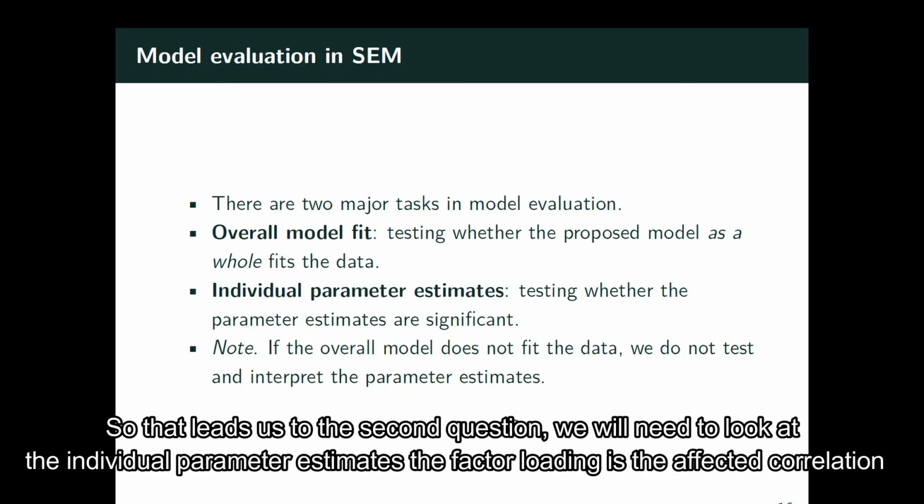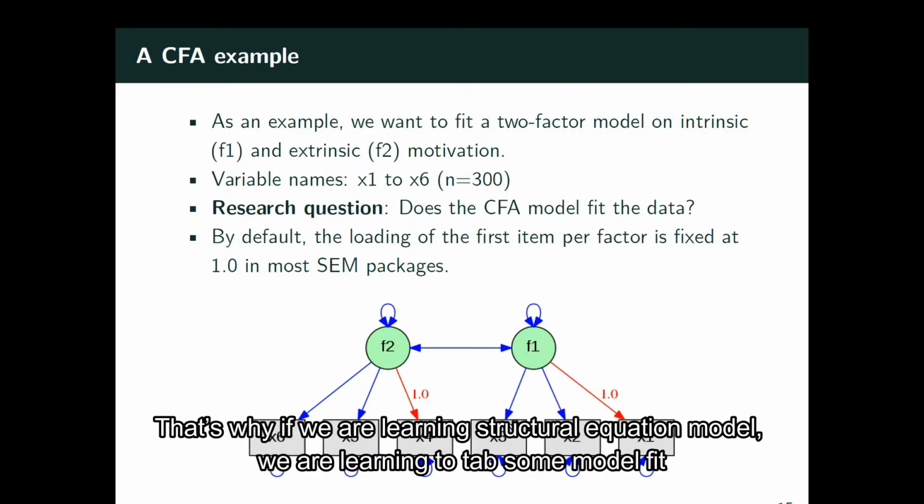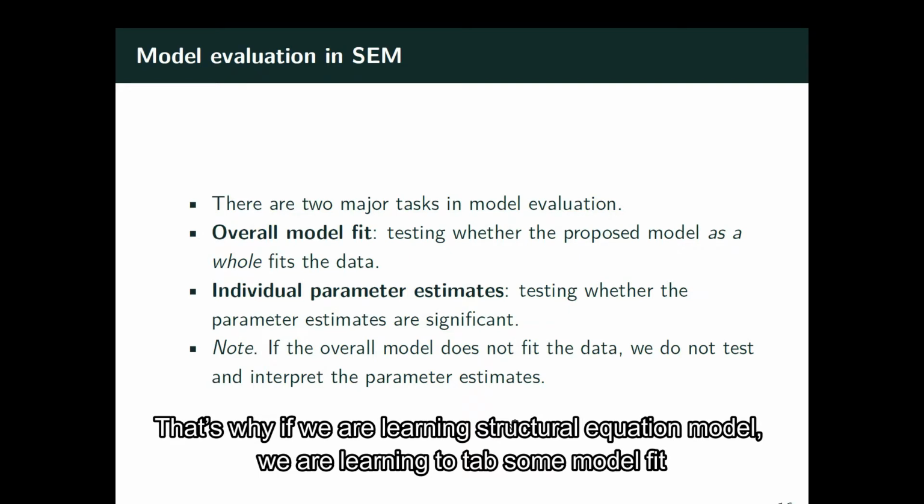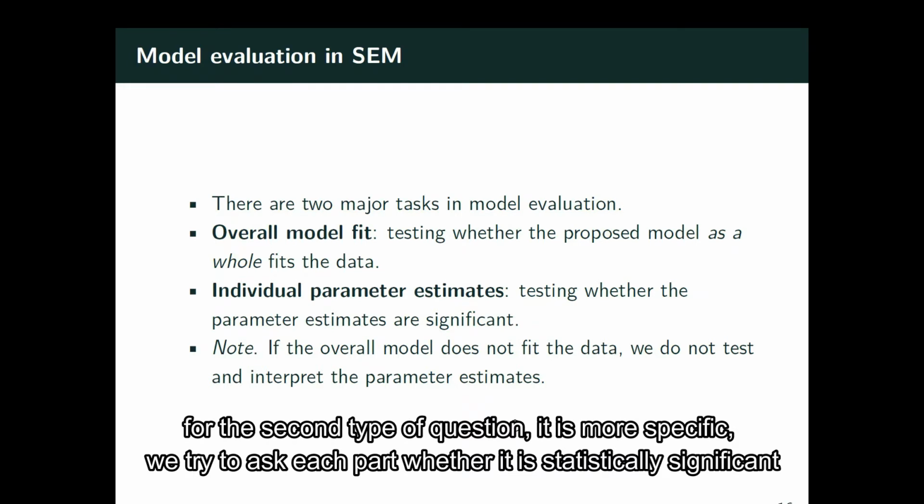So that leads us to the second question. We will need to look at the individual parameter estimates, the factor loadings, the factor correlation. So that's why, if we are learning structural equation models, we are learning two types of model fit. The first one is more general. We are asking as a whole whether this model is consistent with our data. The second type of question is more specific. We try to ask of each path whether it is statistically significant.